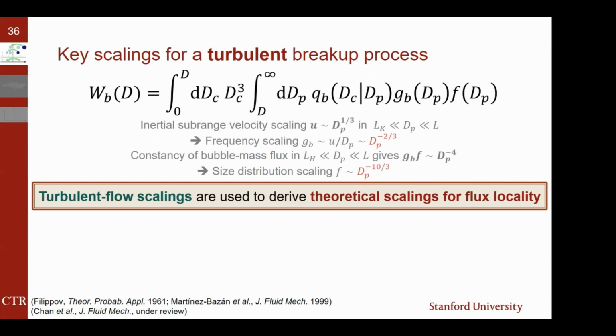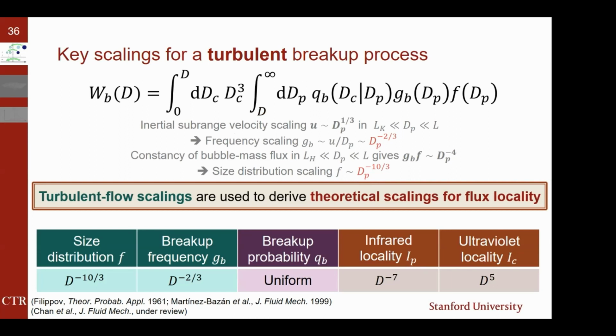And it turns out the answer is yes, because WB, as you see here, is an integral, it can be expressed as the integral over dc and dp. So it turns out that these scalings give us a scaling of d to the negative 7 for IP and d to the 5 for IC. So negative power law scaling, positive power law scaling, meaning that a turbulent breakup process is indeed strongly local.